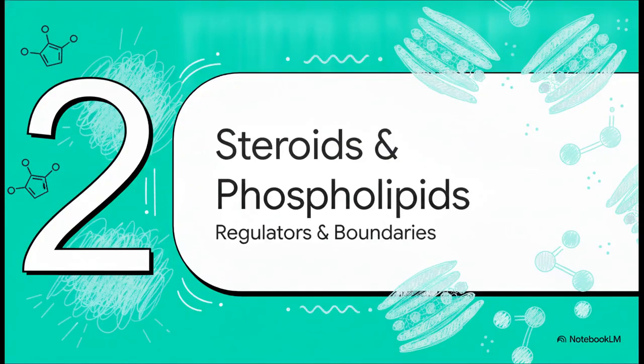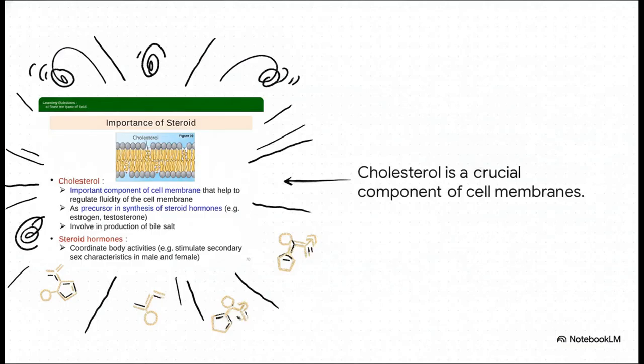Moving on to Section 2, steroids and phospholipids. Let's step into our first couple of structural neighborhoods. Let's talk steroids first. When you think of cholesterol nestled right inside a cell membrane, you're looking at a classic steroid. It's an absolutely essential component that helps regulate how fluid and flexible your cell membranes are. But it doesn't stop there. Cholesterol also acts as the baseline precursor for synthesizing steroid hormones, things like estrogen and testosterone, which go on to coordinate basically your entire body's daily activities.